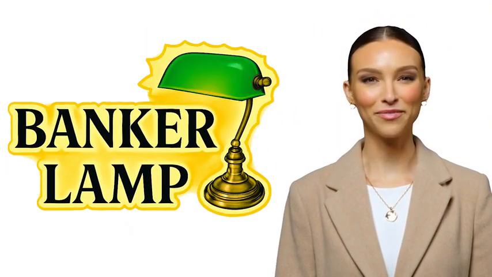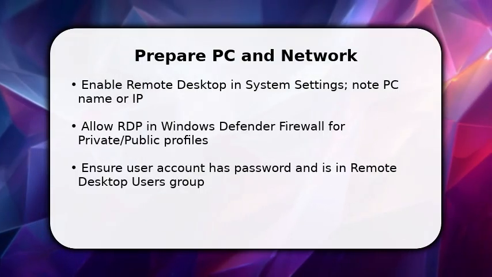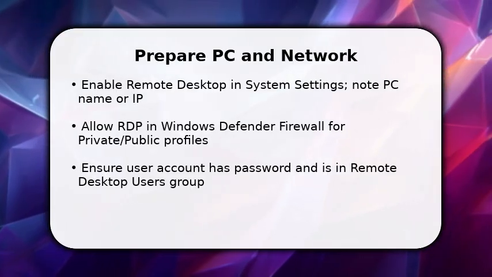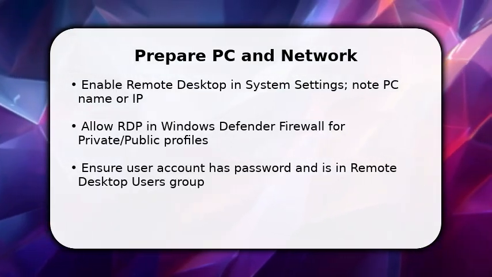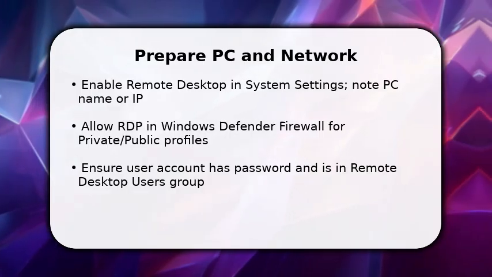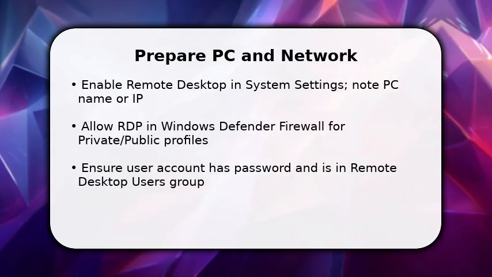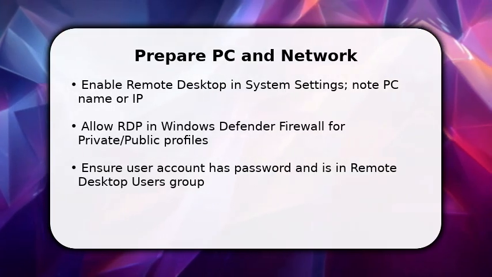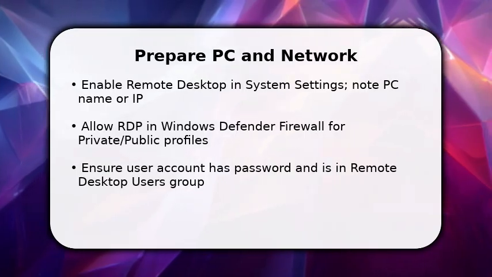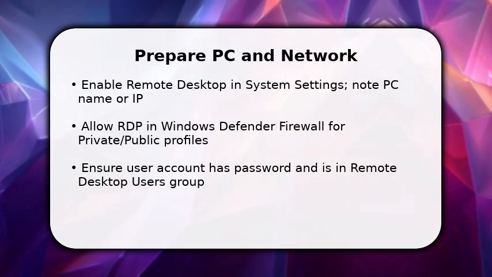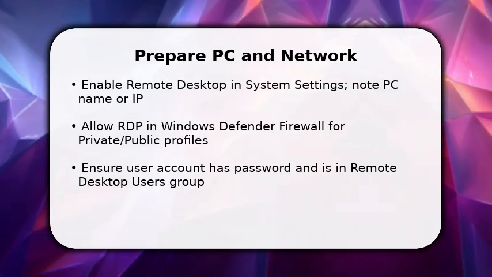Please enjoy the video. You start by preparing the host PC and network so connection works reliably. Enable remote desktop in system settings and write down the PC name or local IP address. Make sure Windows Firewall allows remote desktop for the correct network profile, and confirm the account you'll use has a password and proper remote desktop user permission.